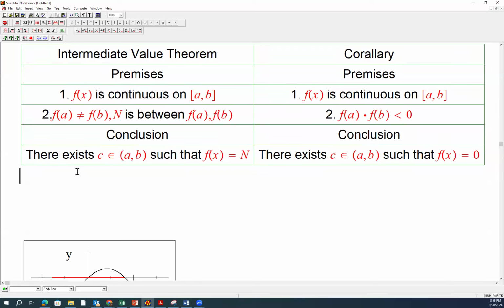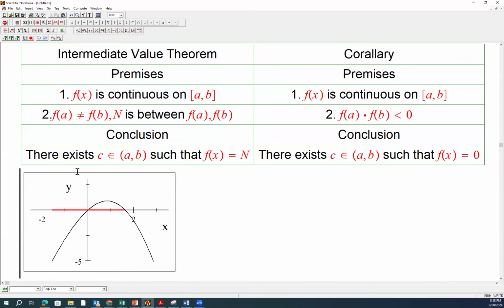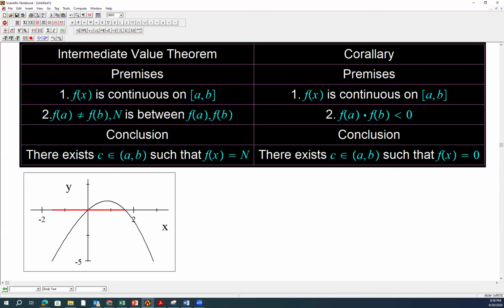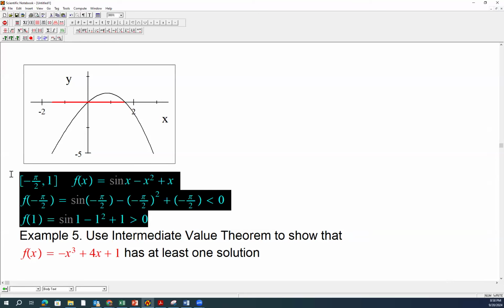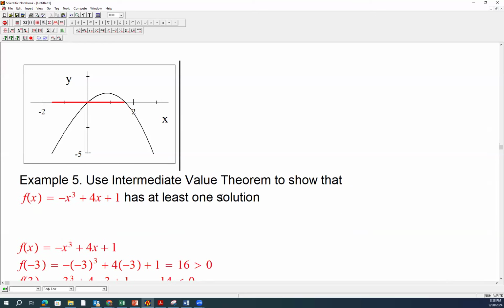The graph, of course, is not entirely necessary at all. So don't worry too much about it. We're just working on applying the theorem. Okay. And you understand there are more than one solutions.